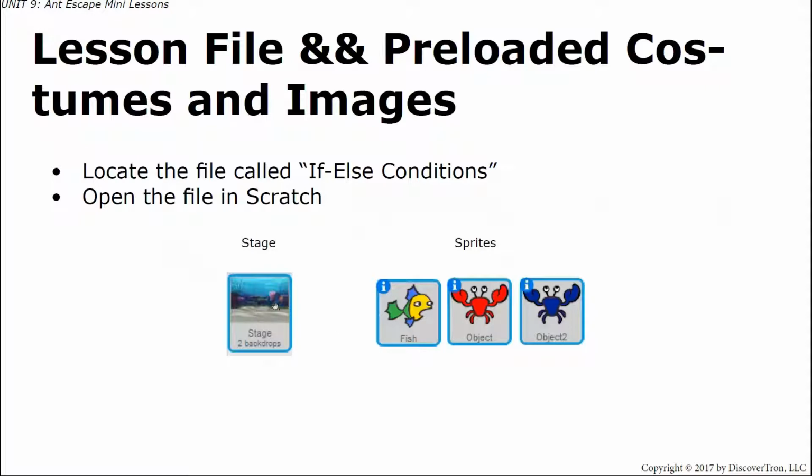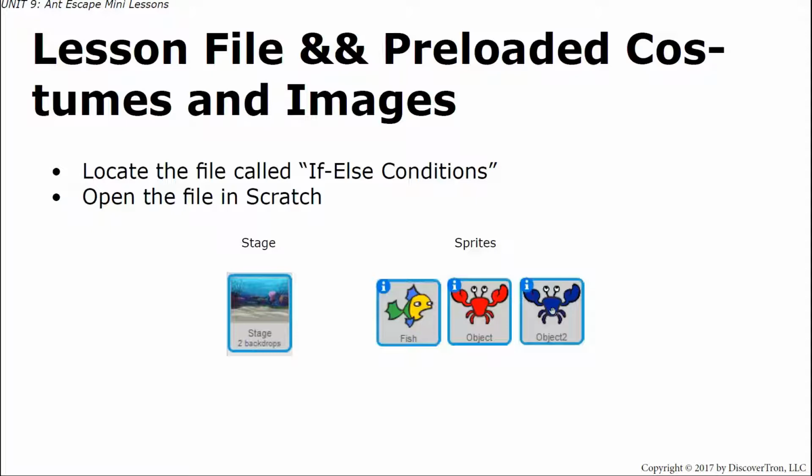Here's what you're going to need to get your program rolling. You're going to need the if-else conditions file, the stage. You won't do much with the stage, and then there's the sprites. Be careful when you change the colors of the stage, because here we're very specific on looking for this particular red, which has a specific RGB value that I don't know off the top of my head. And the same thing for the blue for this crab object too, because we're also looking for its blue color, which has a very specific RGB value.